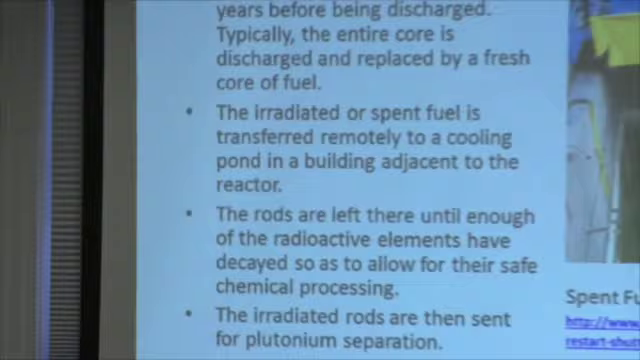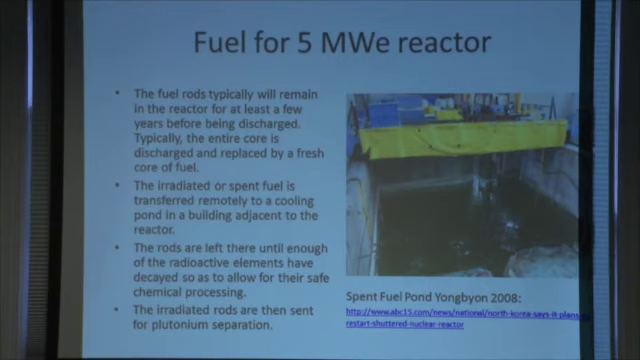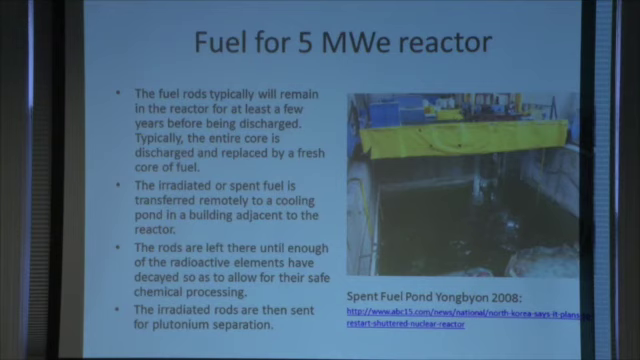Now, after the fuel is irradiated, it can be in the reactor for a few years, up to 6 years, depending on what they're trying to do. They then pull out the entire core and replace all 8,000 fuel rods, and they transfer the fuel remotely through a tunnel to an adjacent building where there's a pond. The fuel rods are left in there until they, as we say in the business, cool sufficiently. The fuel rods are filled with radioactive material, but a lot of that material has a relatively short half-life. So if you wait a few months, a lot of it will be gone. Then if you want to send it to a reprocessing plant, the risk to the workers is much less, the shielding requirements are much less, and the emissions of radioactive materials are much less.